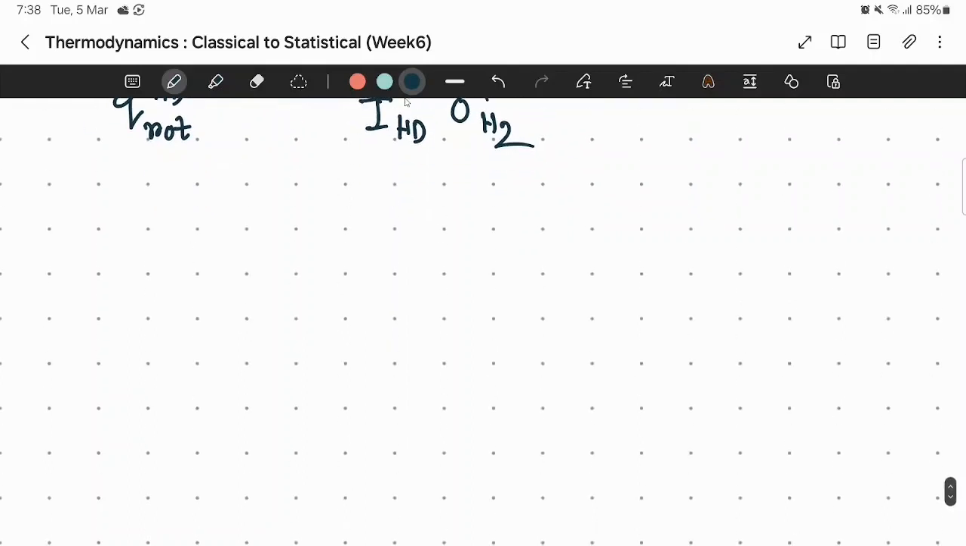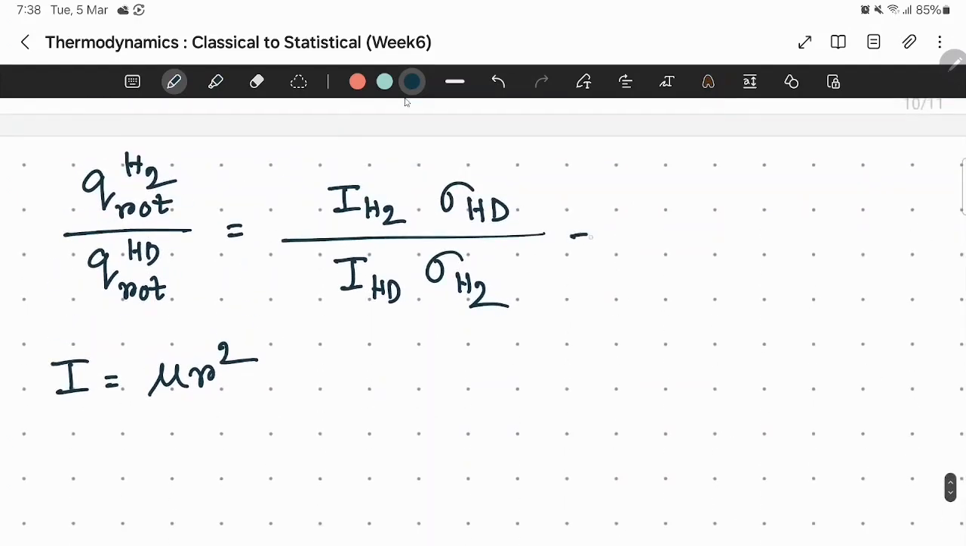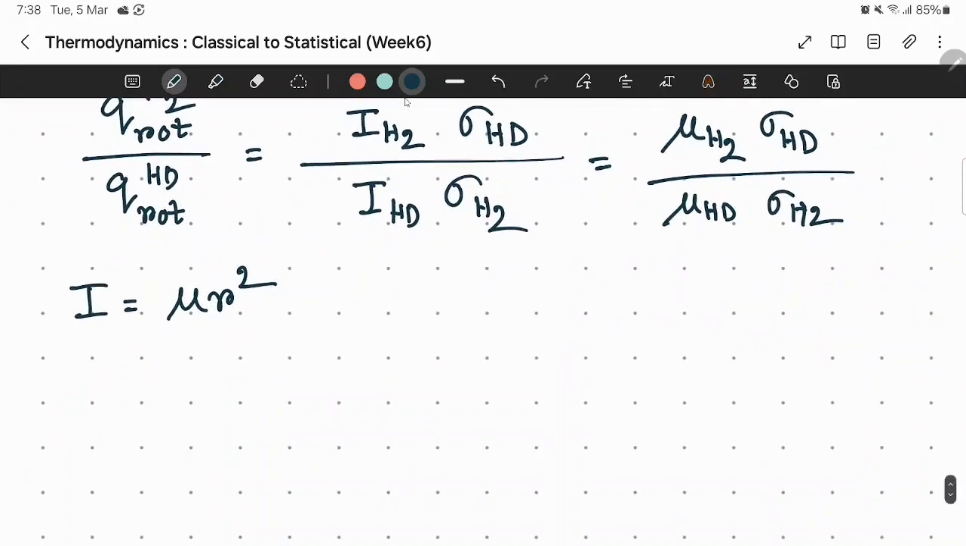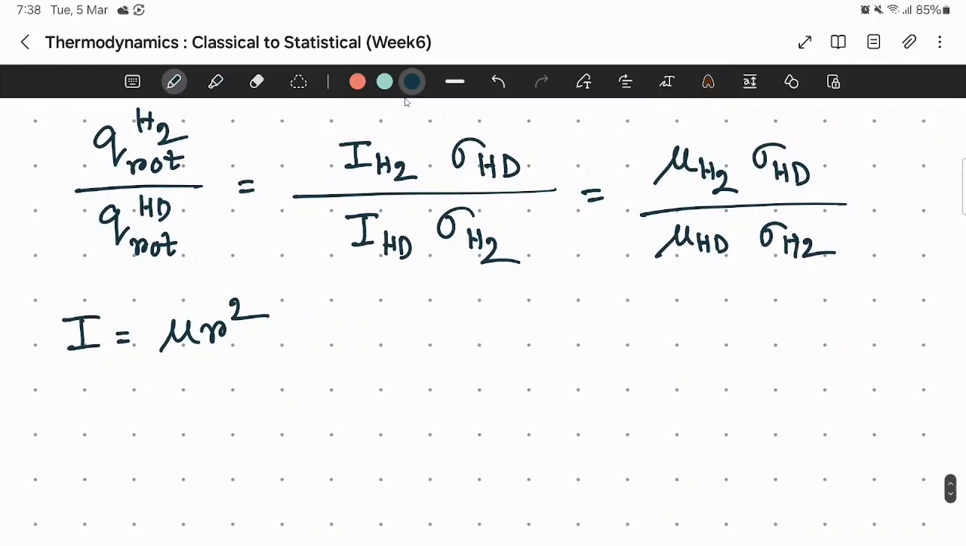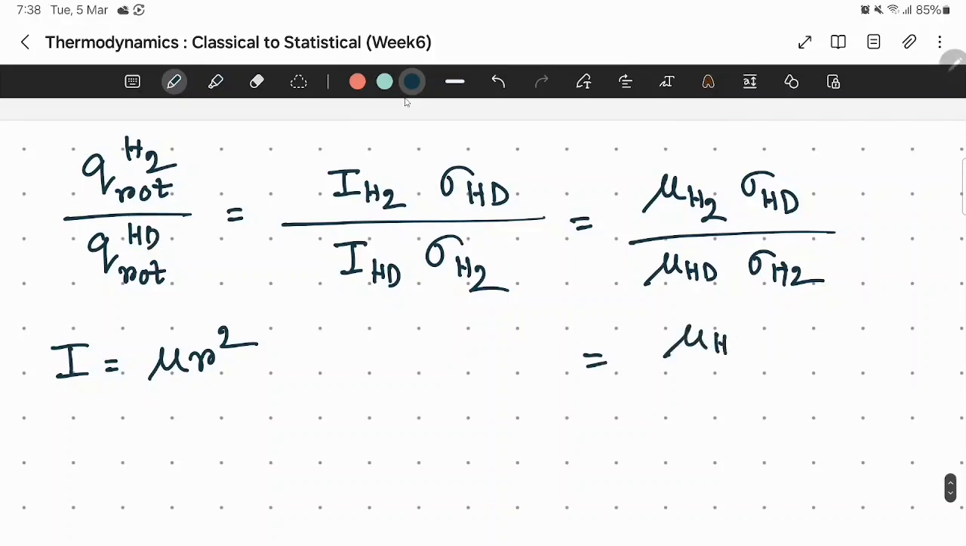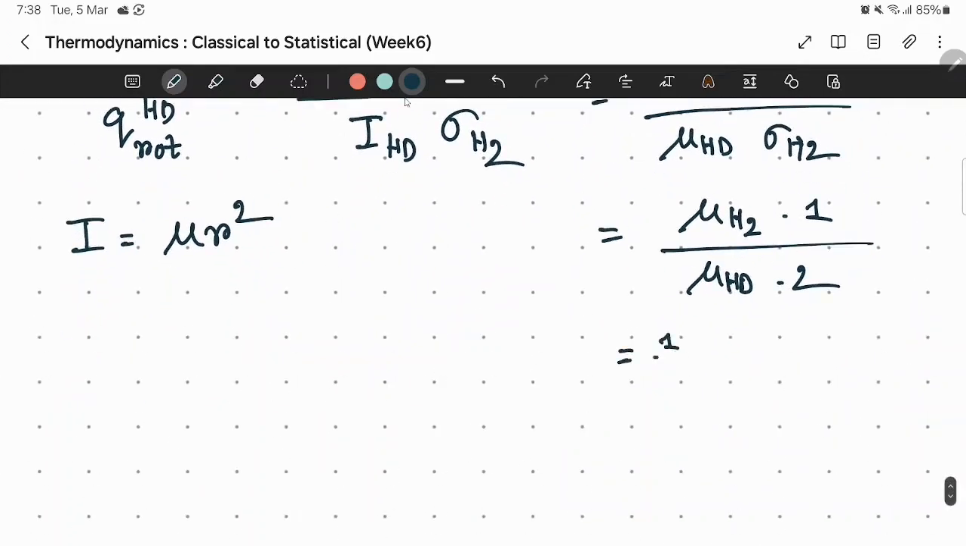Now I of H2. I is mu r square, we know. So we can write it. Mu is reduced mass. R is the same, that is given in the question. For HD, sigma is 1. This is a heteronuclear diatomic molecule. And H2 is a homonuclear diatomic molecule, so it is 2. So it will be half into mu H2 by mu HD.